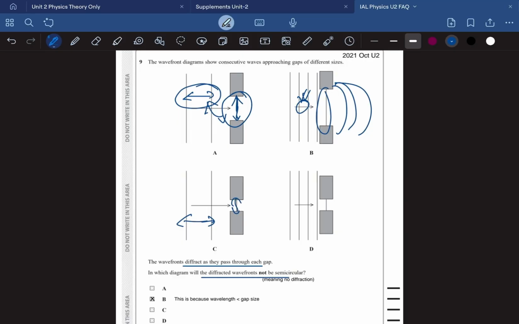So when it will be traveling, there won't be any semicircular diffraction because the wavelength is greater. For a semicircular diffraction, the wavelength needs to be equal or smaller than the spacing between the slits of the diffraction grating to be able to diffract.